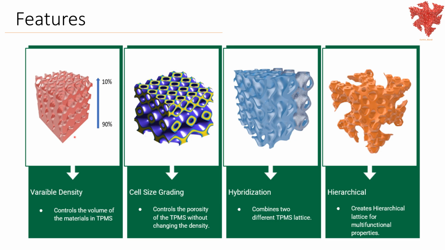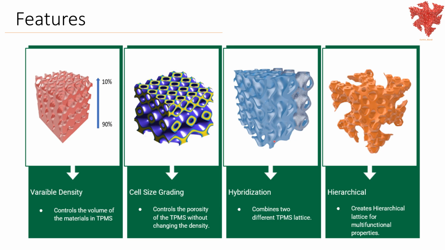In variable density, what we try to do is control the density linearly from one particular value to another. For example, here you can see from 90% to 10%. Whereas in cell size grading, we try to keep the density common, but the porosity keeps changing linearly, that is from one level to another.